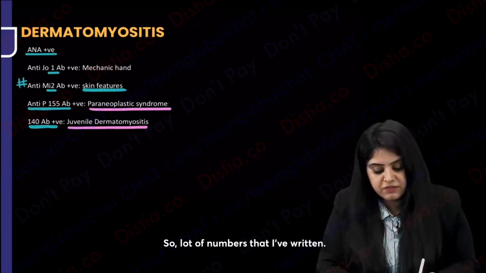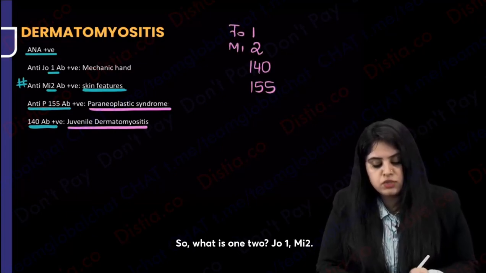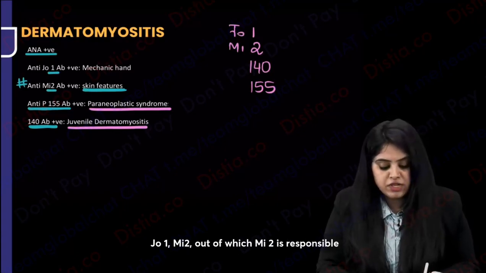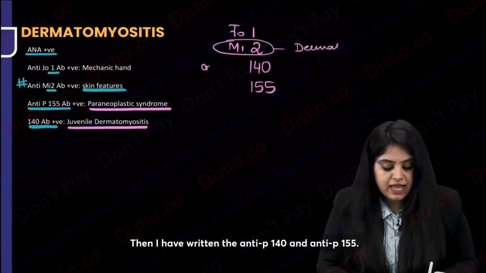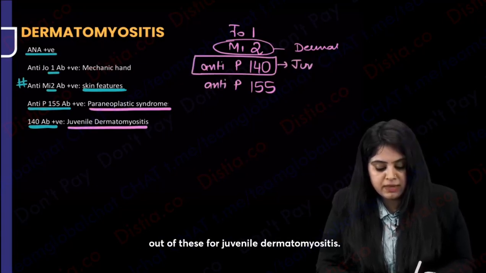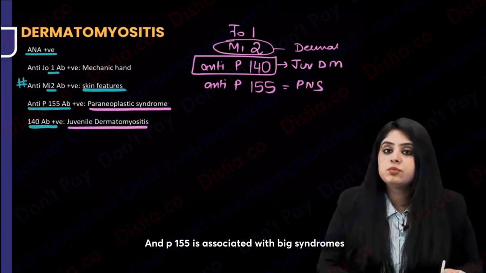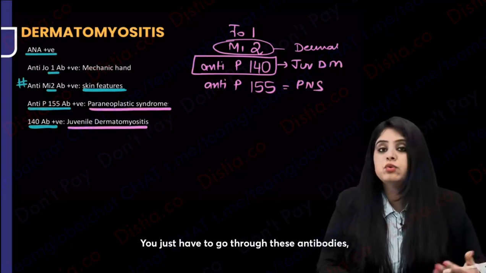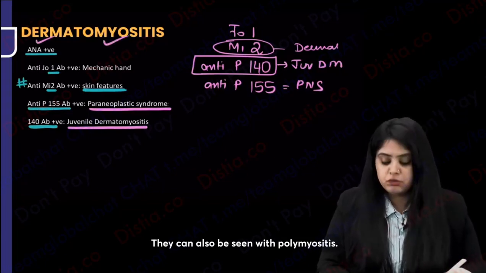A lot of numbers that I've written. First I've written 1, 2, then I've written 140 and 155. What is 1, 2? Jo1, Mi2, out of which Mi2 is responsible for all the derma related things. Then I've written anti-P140 and anti-P155. The smaller number I'm going to include for juvenile dermatomyositis, and P155 is associated with big syndromes called paraneoplastic syndromes. You just have to go through these antibodies. They are all seen with dermatomyositis. They can also be seen with polymyositis.